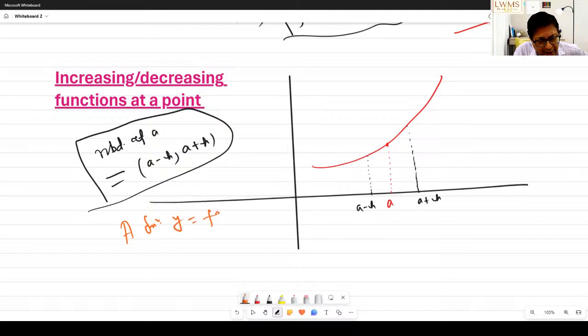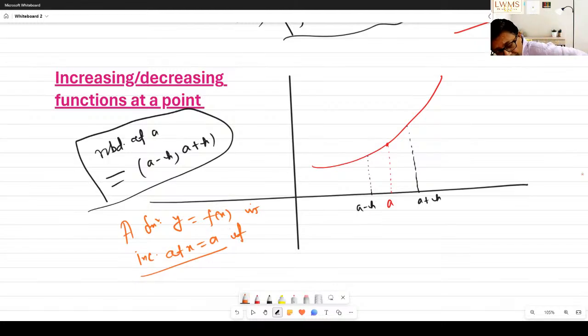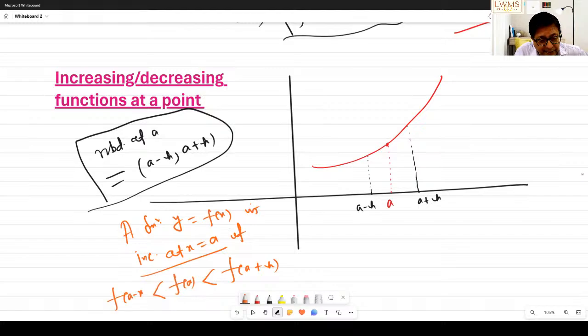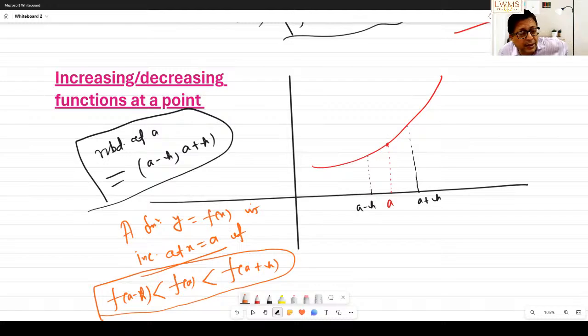A function y equal to f(x) is increasing at x equal to A if f(A plus h) is greater than f(A), which is greater than f(A minus h). There is no contradiction. Okay? It was over the whole interval.